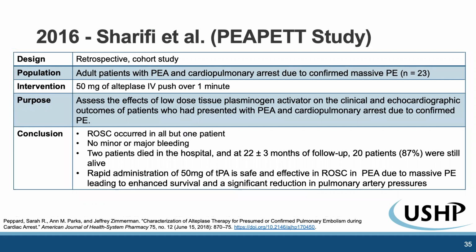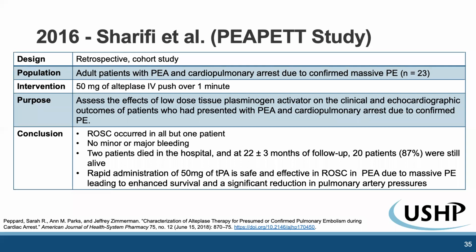The next study is Sharifi and researchers from 2016. This was a retrospective cohort in which the population looked at adult patients with PEA and cardiopulmonary arrest due to confirmed massive PE. This is another small study in which our number of patients consists of 23 patients, and the intervention was 50 milligrams of alteplase IV over 1 minute.